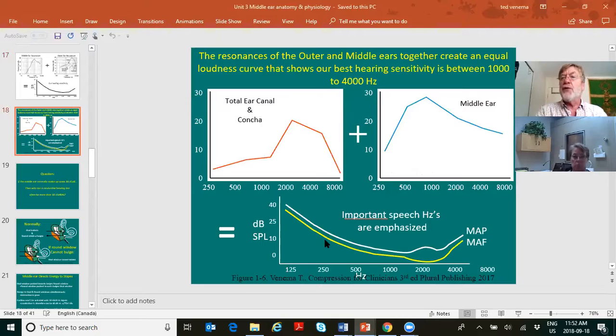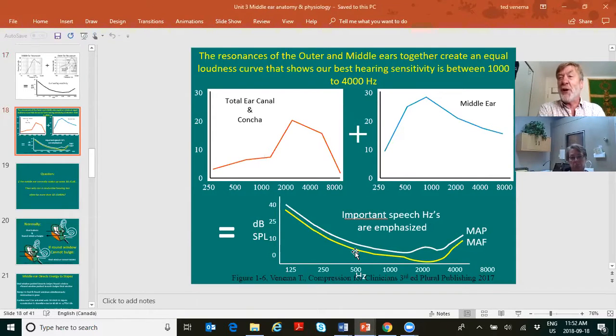And this is a more colorful picture showing you the same thing. Outer ear canal resonance plus middle ear resonances. This plus that gives you this. And look at these curves. Now, one's called MAF. The other one's MAP. In English, MAF is two ears, 1 meter distance from a speaker. How loud did each of the tones need to be made? Okay, that's the yellow. And the white curve is showing you one ear under a headphone.